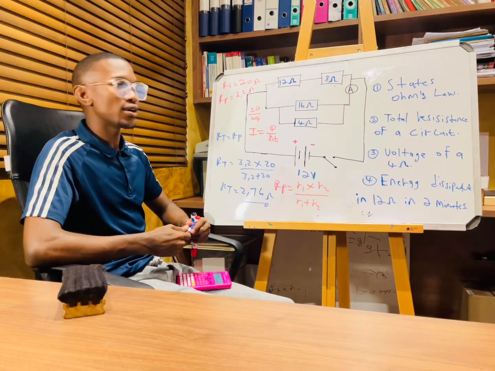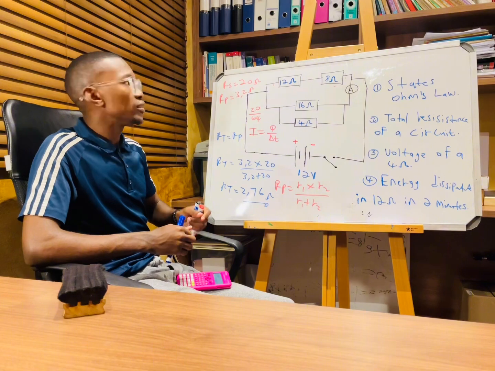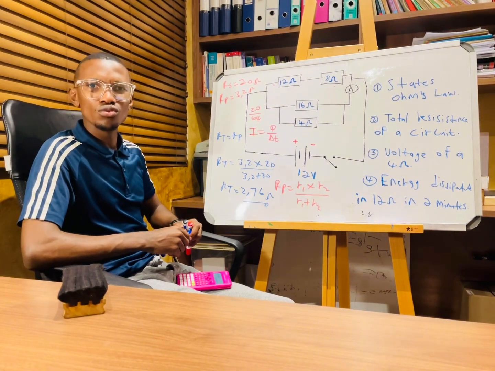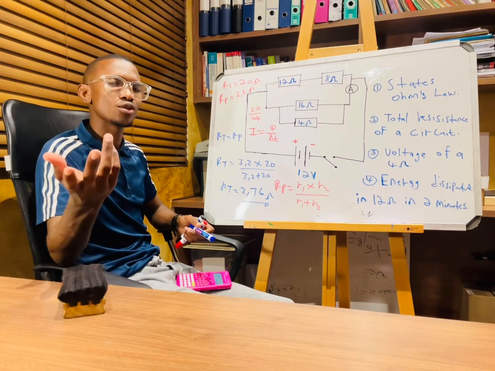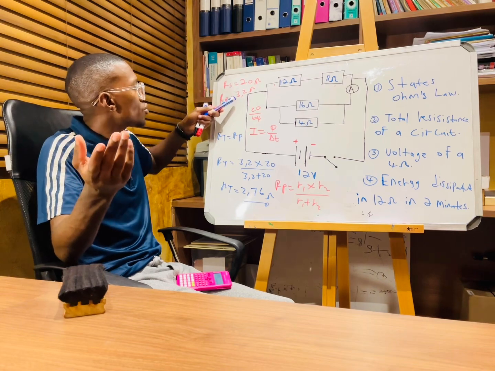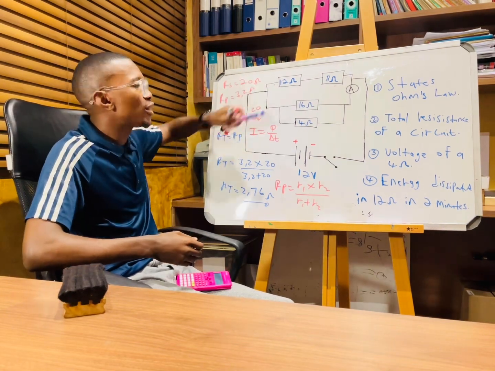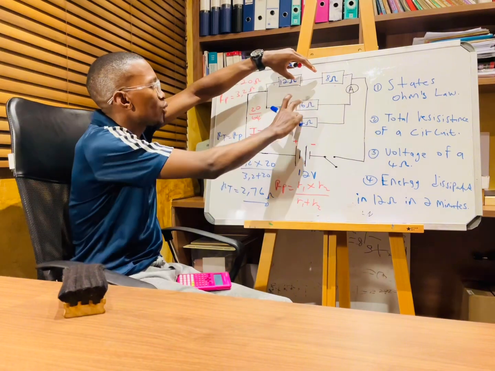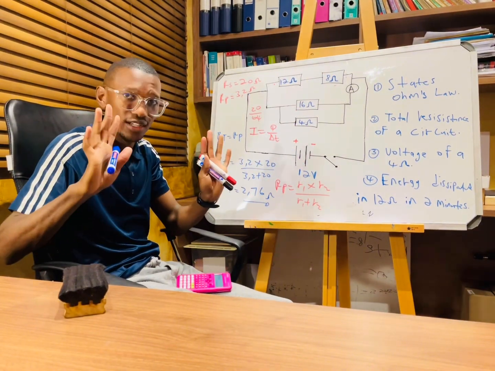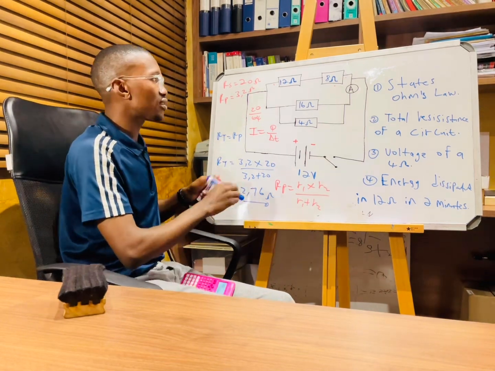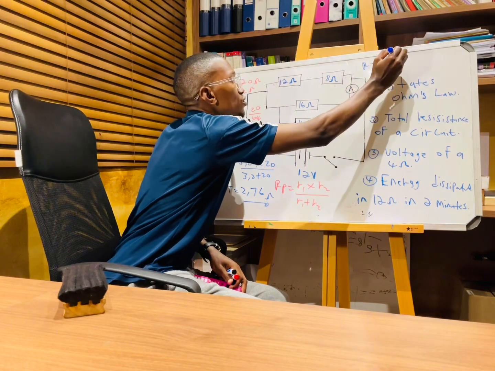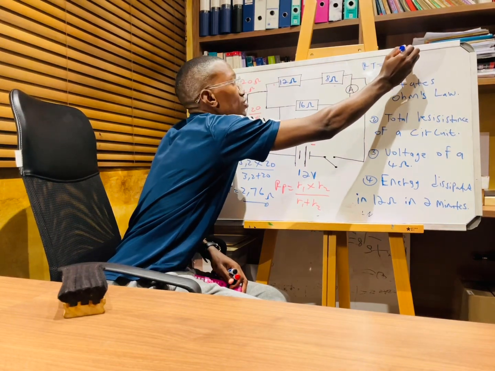This is the total resistance. If you add these two, it gives you 23.2 ohms. I know some people will get 23 because they will add these two. But guys, these two are not in series, they are in parallel. Pay attention to that. Okay, so we got it. Our total is 2.76 ohms.